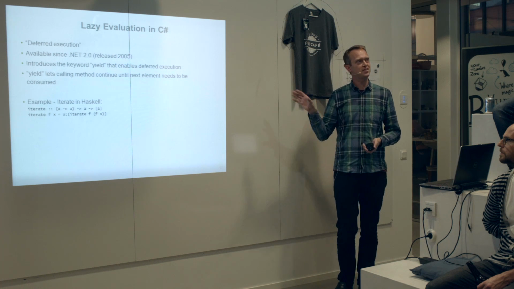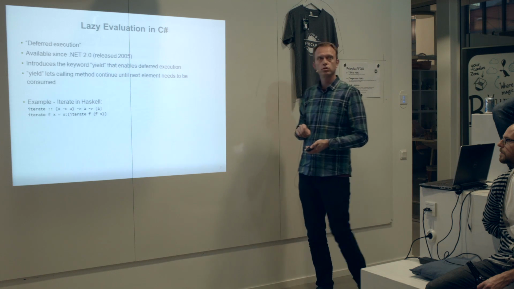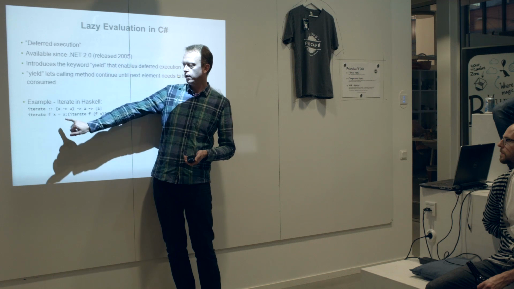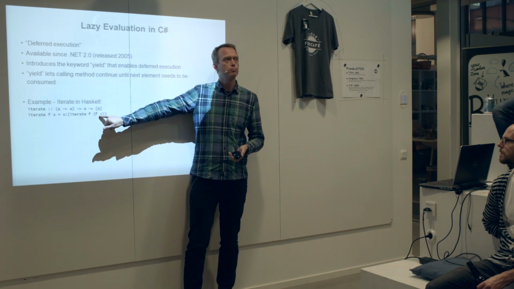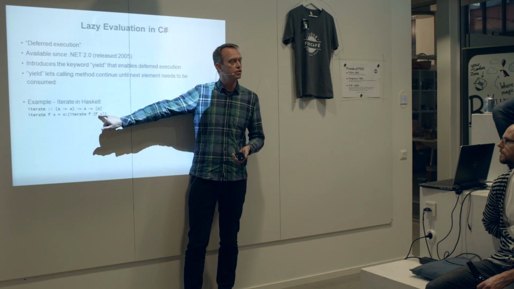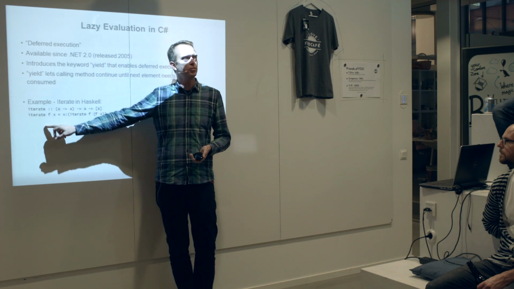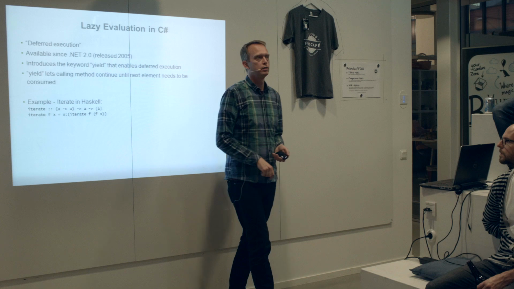So let's see how we can implement this iterate function in C#. In Haskell, it could look something like this. So iterate takes a function and a value, and always returns the value. Then it iterates by applying this function to the value once and doing this recursively. This is now a recursive function without a base case. It's going to just run forever because we will never stop there.